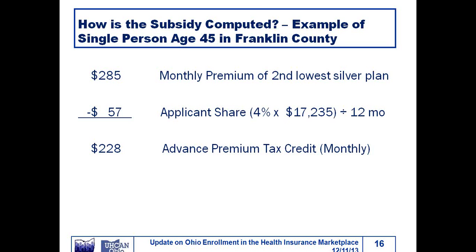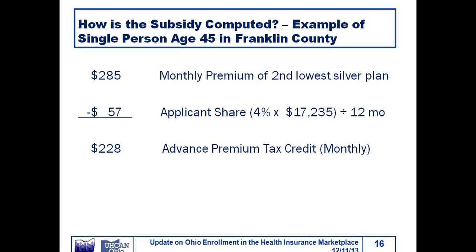You get $57 a month. That is the share I'm expected to pay. That means that my advance premium tax credit is going to be $228. Now, I can take that tax credit and buy the second lowest silver plan, which costs $285, and I will pay $57 a month.